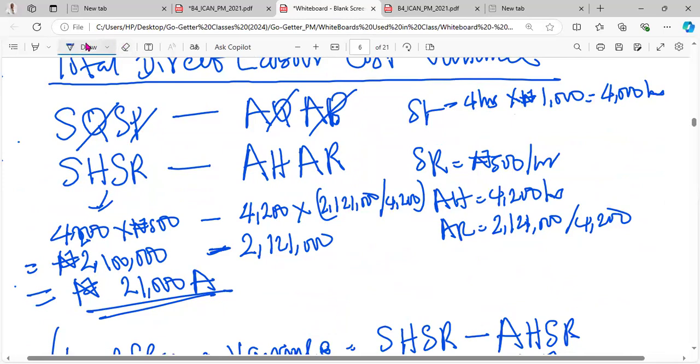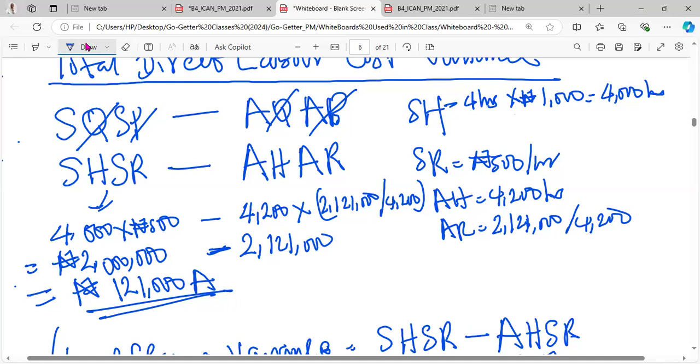is total labor variance. 4 hours times 1,000 as we did. This was actually correct. So let's do it again. 4,000. This was actually correct. This is going to give me 2 million. This is going to give me 2 million. And this is going to give me 121,000. So this is actually correct.